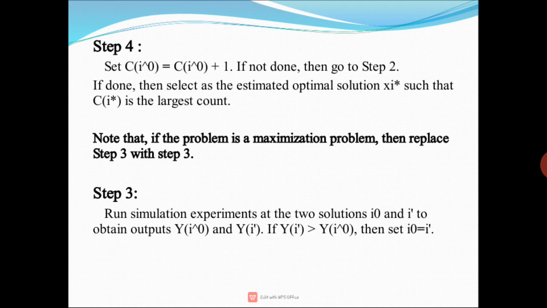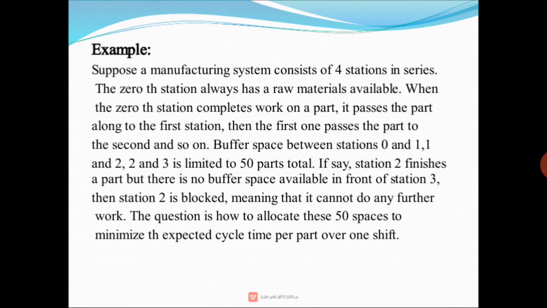If it is done, then select as the estimated optimal solution i star such that C of i star is the largest count. That is for minimization, where every time we check for the lesser value. For maximization, run simulation experiments at two solutions i0 and i dash to obtain outputs y of i0 and y of i dash. If y of i dash is greater than y of i0, then set i0 equals i dash. Let's see the example.